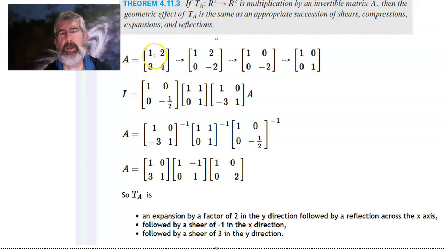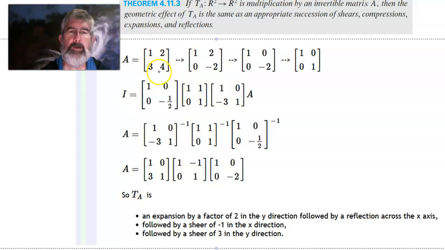So here's my matrix A, 1, 2, 3, 4. What I want to do is figure out the transformation T sub A. What is it? Is it reflections? Is it rotations? Is it what? Well, here's what I'm going to do. I'm going to try to write A as a product of elementary matrices.